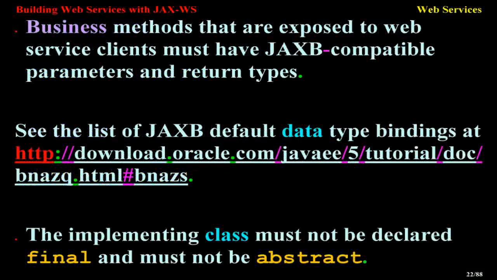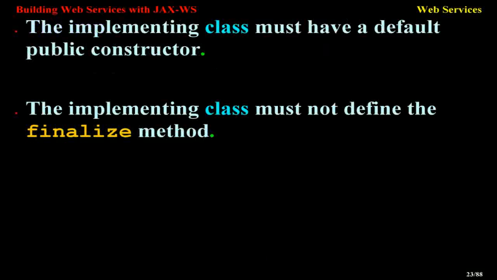Oracle.com, Java EE 5 Tutorial documentation. The implementing class must not be declared final and must not be abstract. The implementing class must have a default public constructor. The implementing class must not define the finalize method.